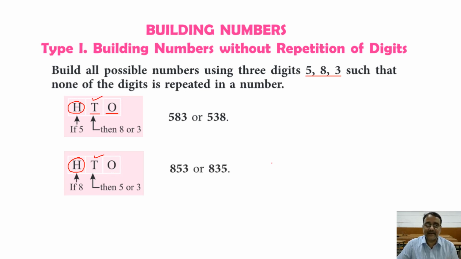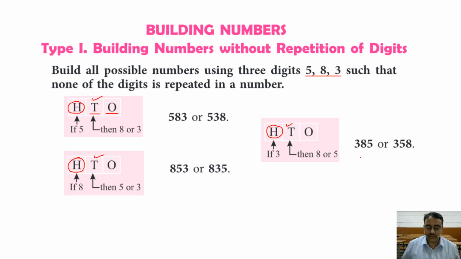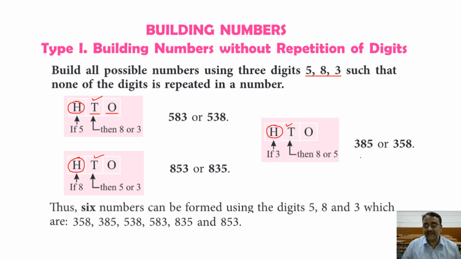Now the next, if I fix the 100 place as 3, then for 10's place I have again 2 options, 8 or 5. So 3, 8, 5 and 3, 5, 8. So total 6 numbers are possible using 5, 8, 3 digits, in which the greatest number is 853 and the smallest number is 358. The same has to be written in reverse.